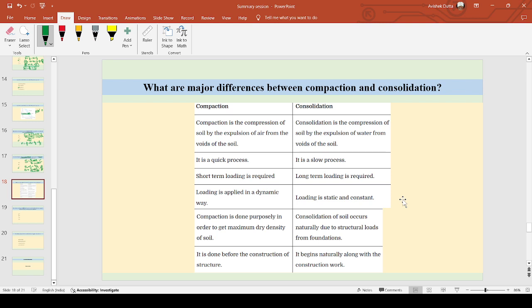I hope it was clear. The major differences between compaction and consolidation are clear. I'll go to the next question.